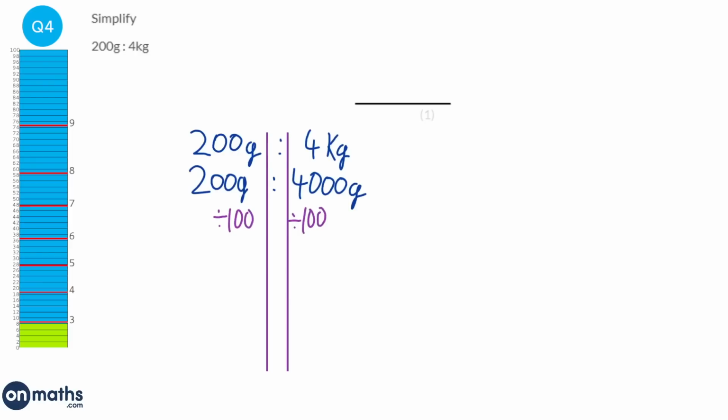Straight off the bat, so we've got 2 to 40. We can see we can divide them both by 2. And so we've got 1 to 20. And so it's 1 gram to 20 grams, or just 1 to 20.